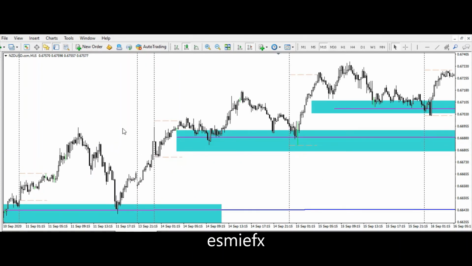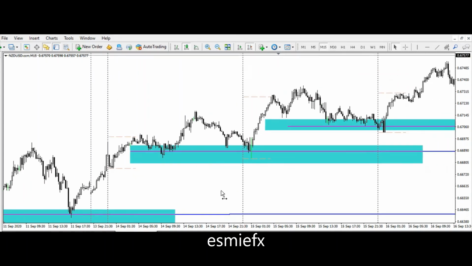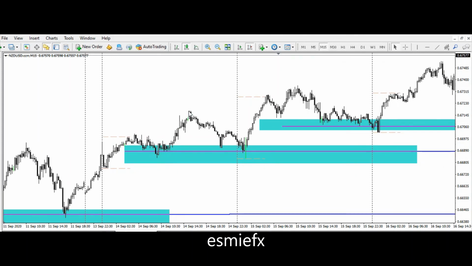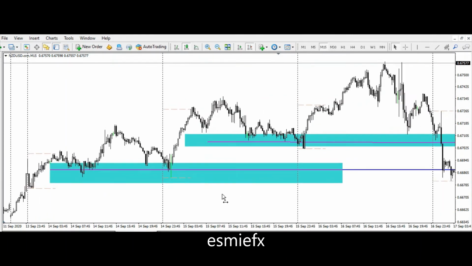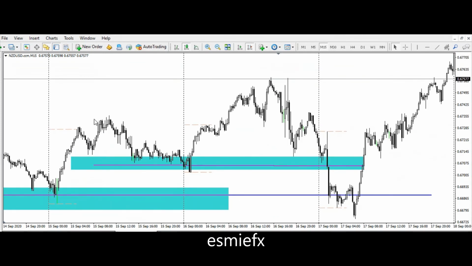There, the testing of the high. The high here has become a support here. So now this has bounced from here. So wait for a pullback. So this was the pullback during Asia. You could have taken this trade. And another pullback here during Asia the following day.